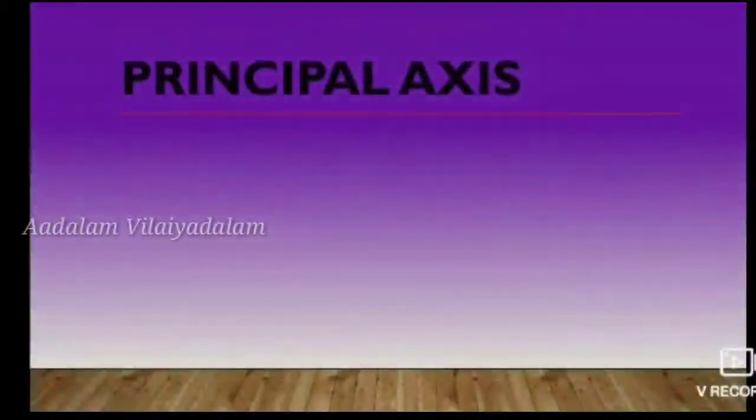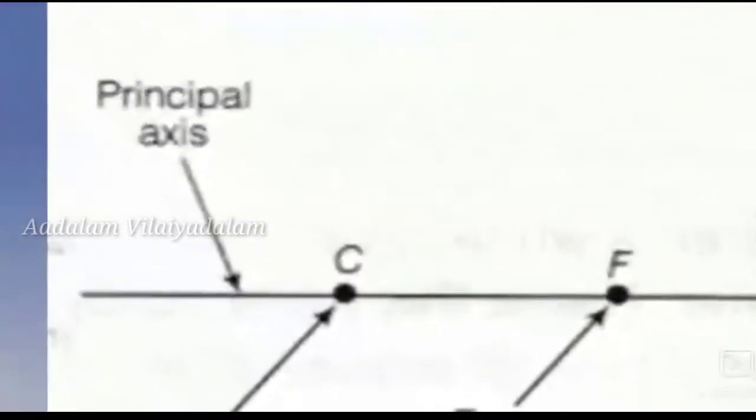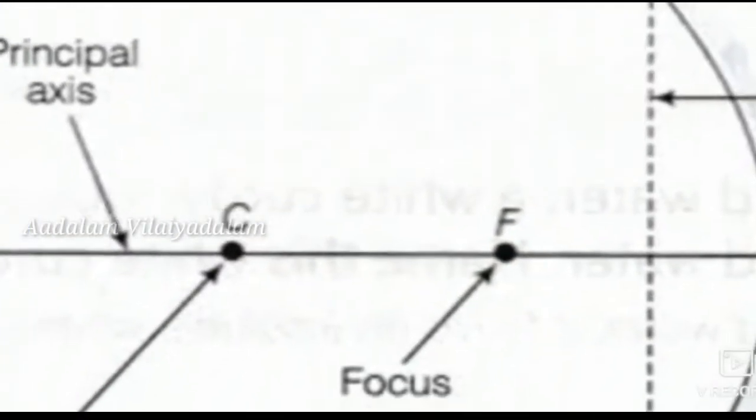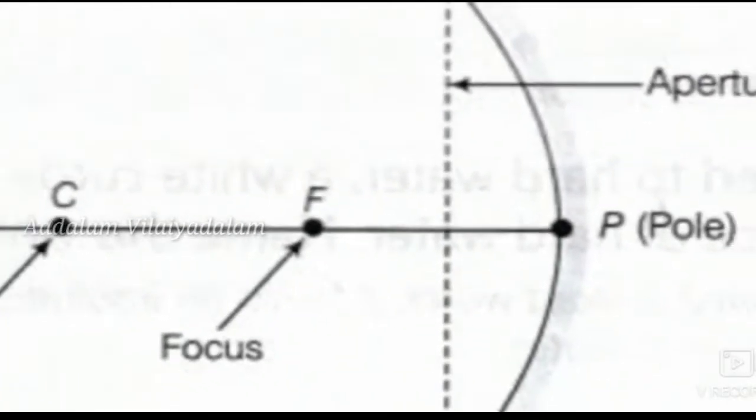And the fourth one is principal axis. It is the line joining the pole of the mirror and its center of curvature. The center line, which is denoted by principal axis, joins the center of curvature to the pole.